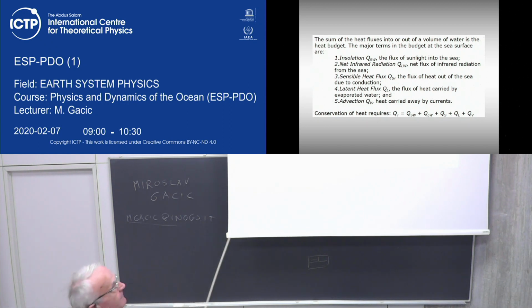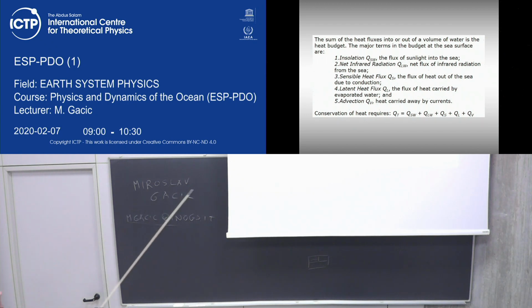Then we have the sensible heat flux. Sensible heat flux is the heat flux between the ocean and the atmosphere due to the simple fact that the two of them are in contact and they have a different temperature. So the sensible heat flux essentially is due to the temperature difference between the ocean and atmosphere.